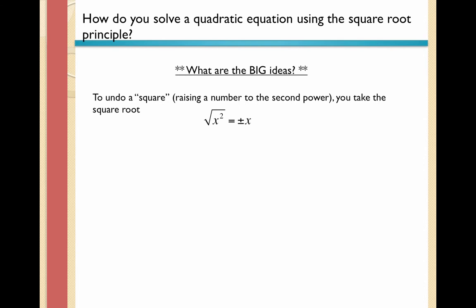Remember from your study of radicals that whenever you have an even root index, in this case square roots are even, the root index is 2, you always have two solutions, a plus and a minus, a positive and a negative.